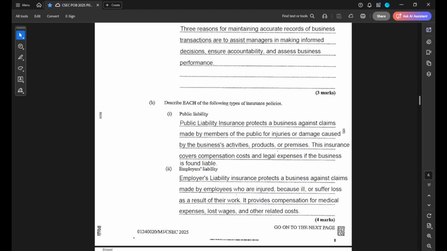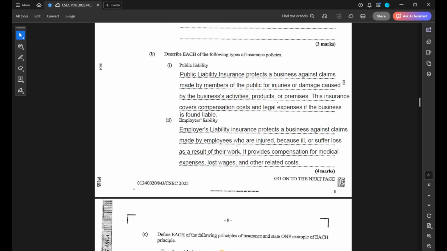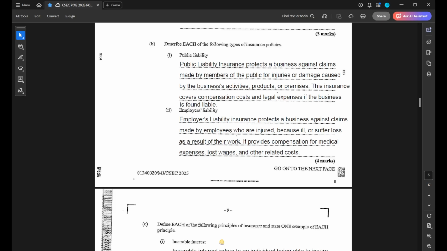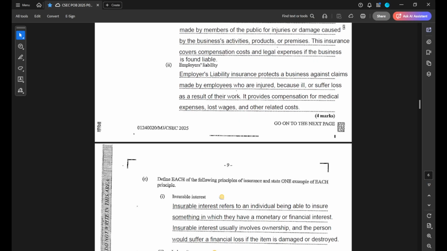Okay, all right. Part C: define each of the following principles of insurance and state one example of each principle. We have insurable interest. Insurable interest refers to an individual being able to insure something in which they have a monetary or financial interest. Insurable interest usually involves ownership and the person who would suffer a financial loss if the item is damaged or destroyed. Note well, a businessman insures his factory because he owns it and will suffer a financial loss if it burns down.